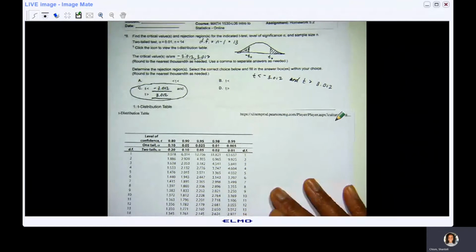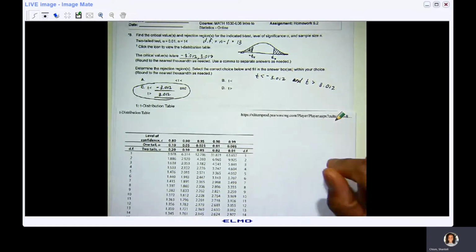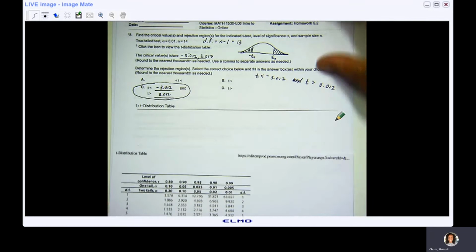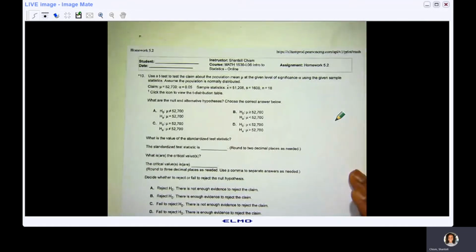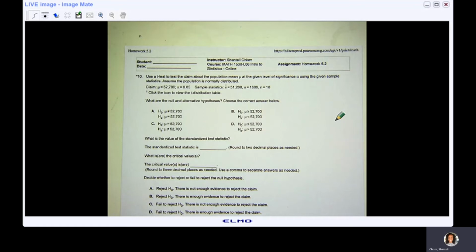Okay. So those are your rejection regions. Okay, let's perform a full test here, a full t-test. And yeah, that'll be it.